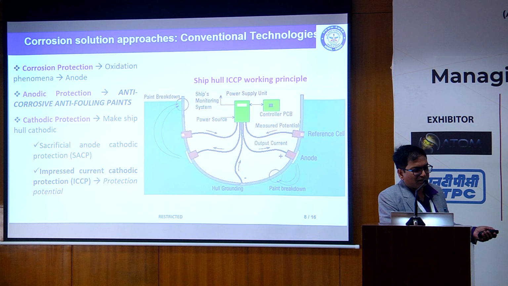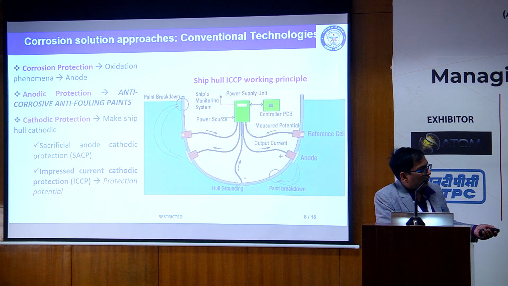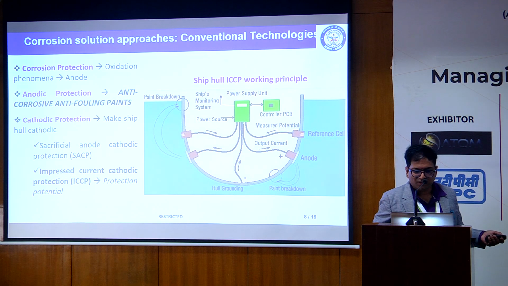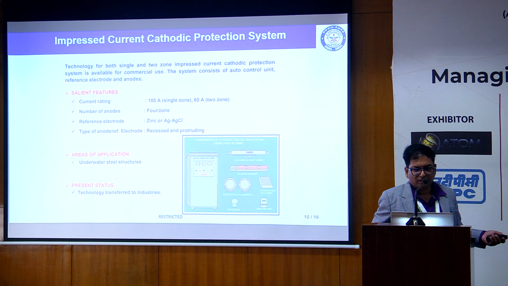And we understand that anodic protection and cathodic protection techniques are solution approaches, where anodic protection means the anti-corrosive paints and anti-fouling paints and all those things. And in the ship hull, there is another technique called impressed current cathodic protection, where current is also applied together with the paint schemes to protect the ship hull. So these are a few anti-corrosive paints developed by NMRL and the ICCP corrosion protection system.